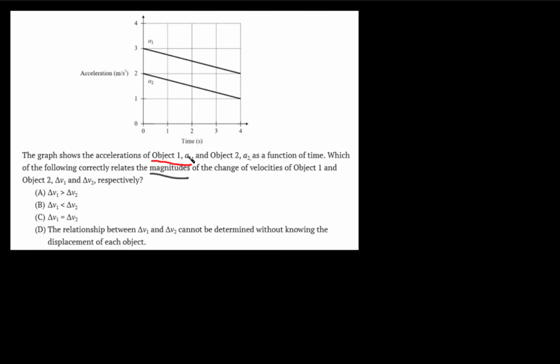So let's start with object 1. Object 1 is this top one, so the area under the curve will be this entire area. Now let's look at it for object 2. This is object 2, and this time the area is only this part. So in this case, the area under the curve for object 1 is greater than the area under the curve for object 2. Therefore, A will be the correct answer.